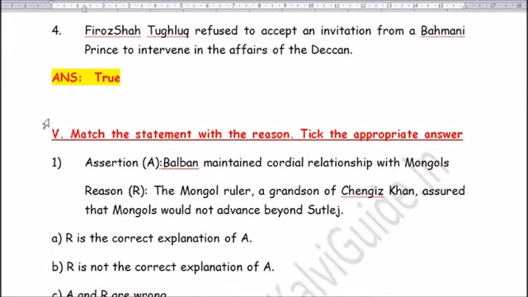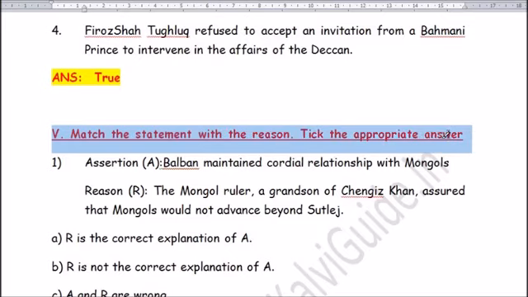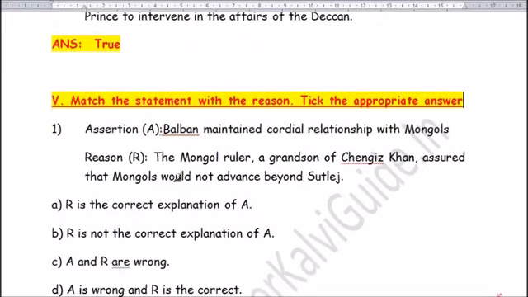Moving to Roman number 5. Match the statement with the reason. Tick the appropriate answer. First one, assertion. A. Balban maintained cordial relationship with Mongols. Reason. The Mongol ruler, a grandson of Genghis Khan, assured that Mongols would not advance beyond Satluj.